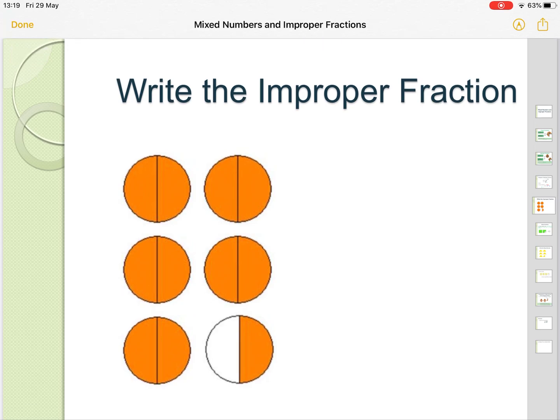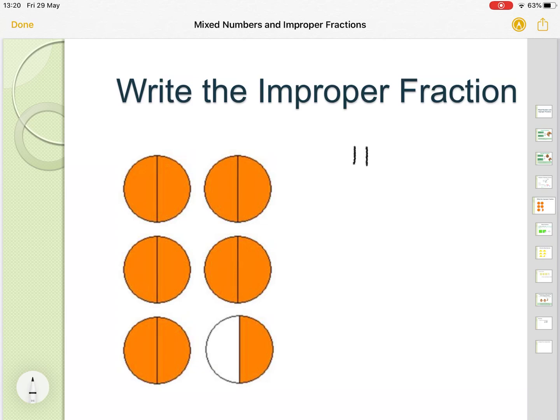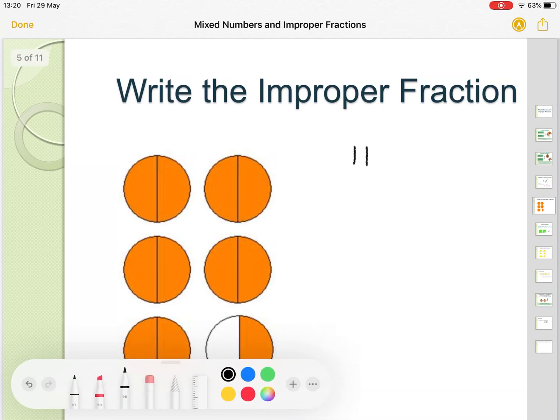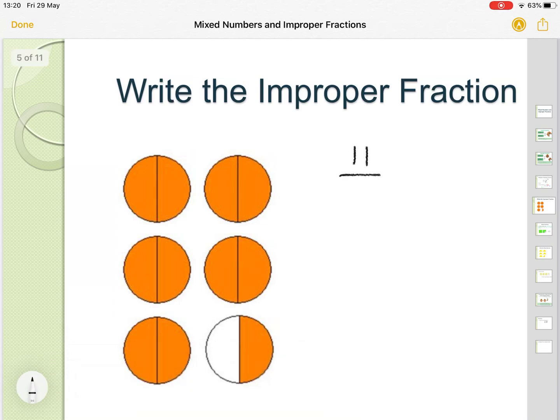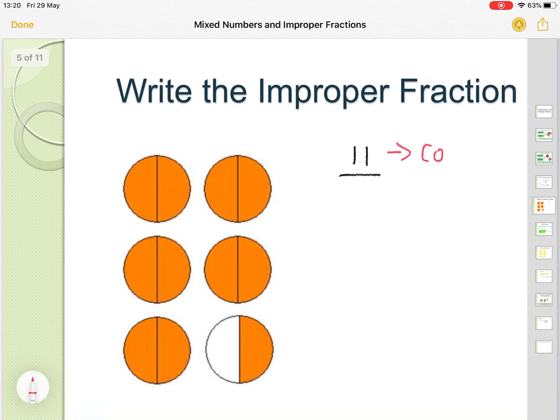Now we have an example where we need to write the improper fraction. The parts which are colored in: I have 1, 2, 3, 4, 5, 6, 7, 8, 9, 10, 11 parts which are colored in. So 11 are colored, all right?